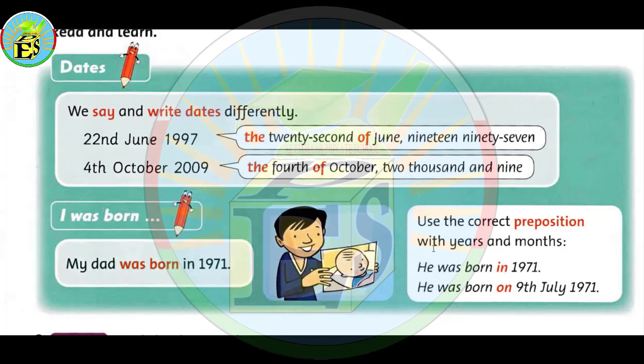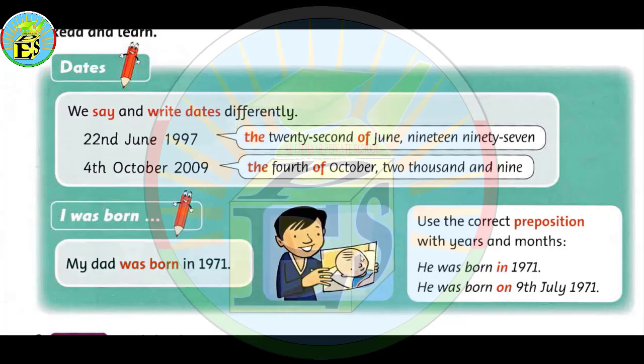Let's move to the white box here to the right. Use the correct preposition with years and months. He was born in 1971. So as we said, when you are mentioning the year, the correct preposition for this is in. The second example, he was born on 9th of July 1971. So now you're mentioning the day of the month and the year, so the correct preposition is on.